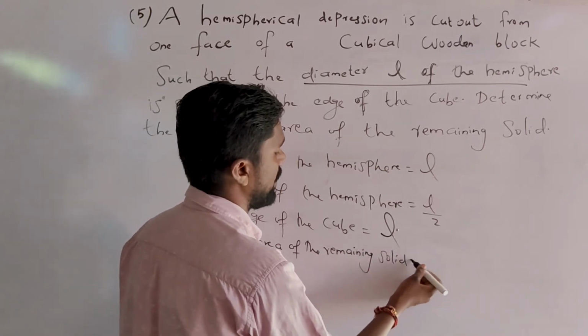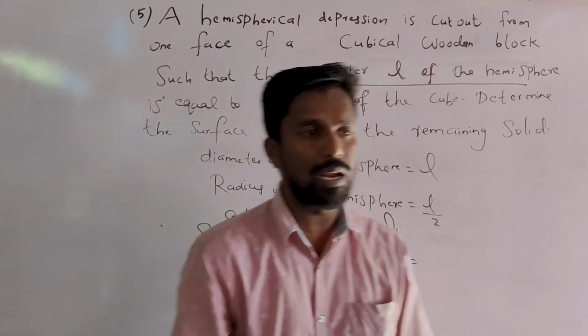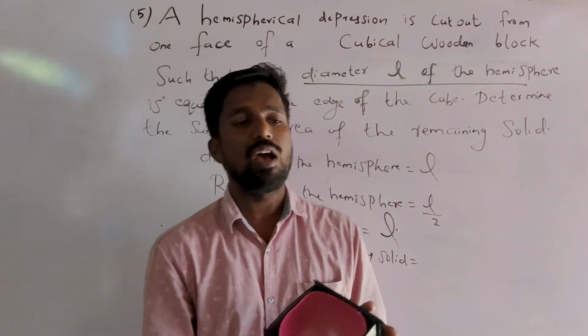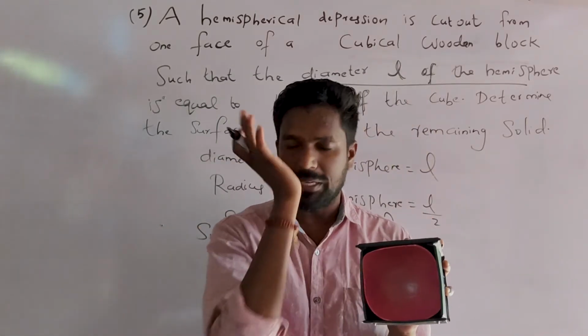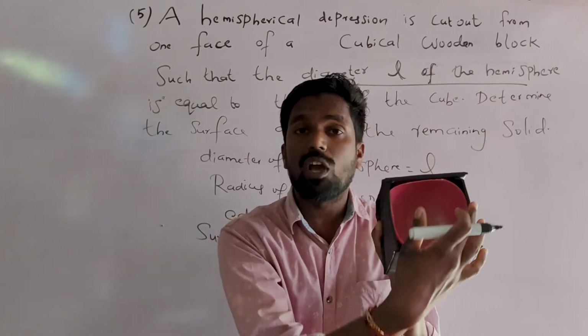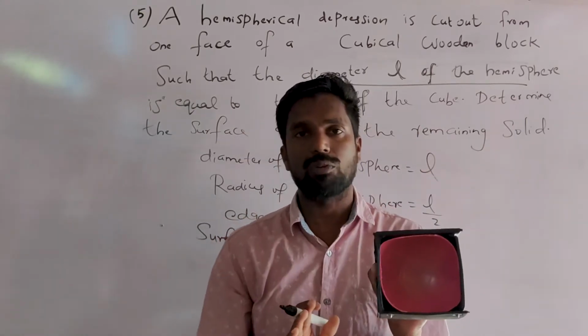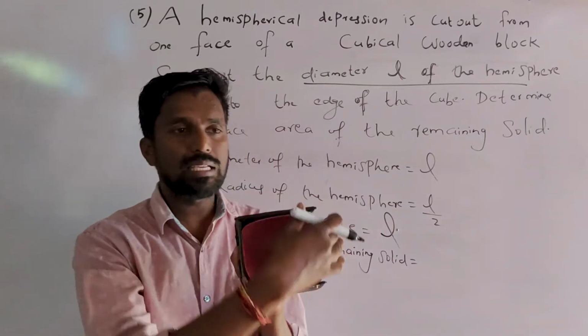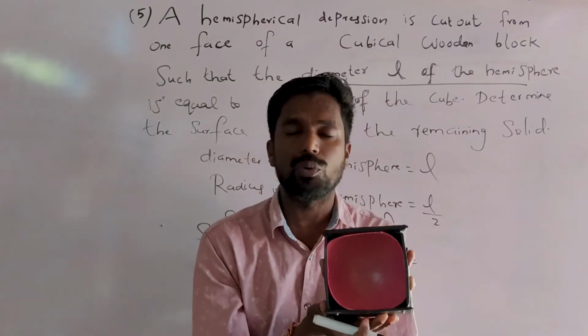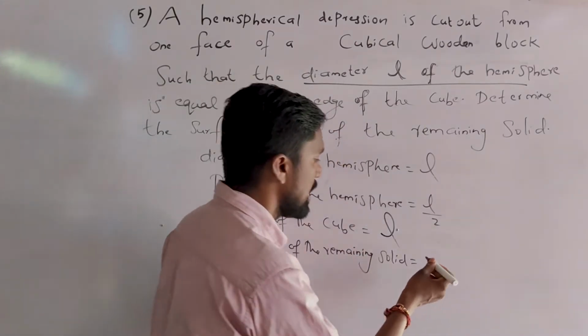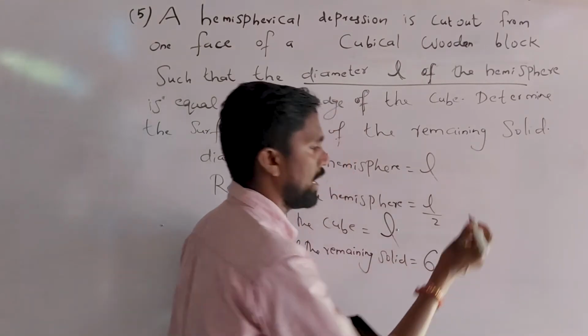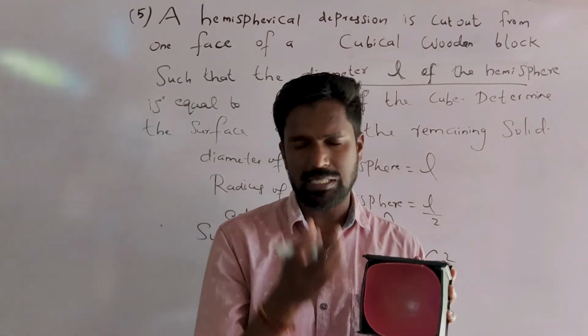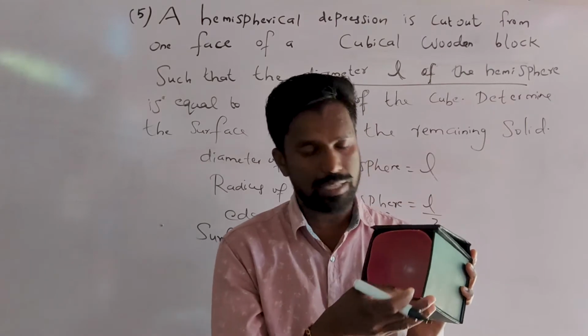Just like the previous problem, it is very simple. Surface area of the remaining solid: first of all, you have to find the 6 surface area. That is 6a square.